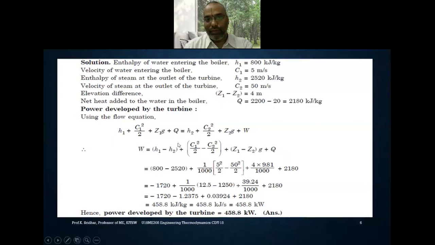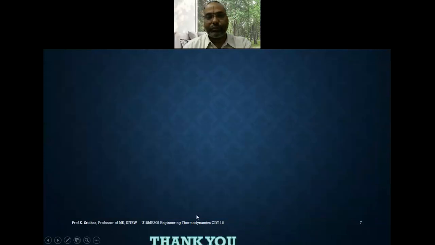Just use the steady flow energy equation, and we are asked to find out the power developed by the turbine. Power is nothing but W. Once you know the W, then you can estimate the power. So first, from the steady flow energy equation, using all these assumptions, find out the work value and then find out the power developed by the turbine. The answer is 458.8 kilowatts.